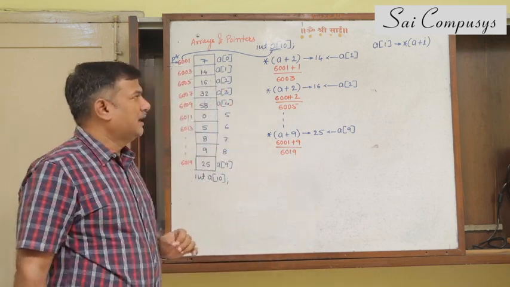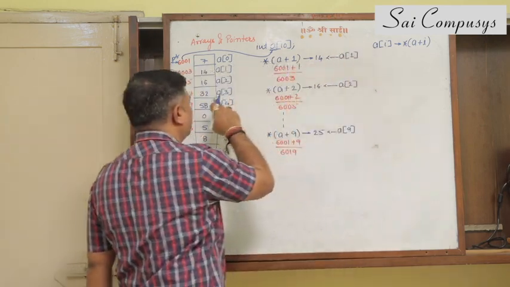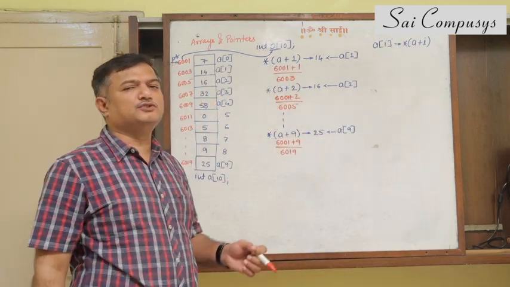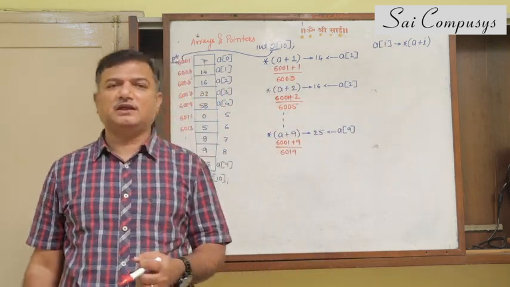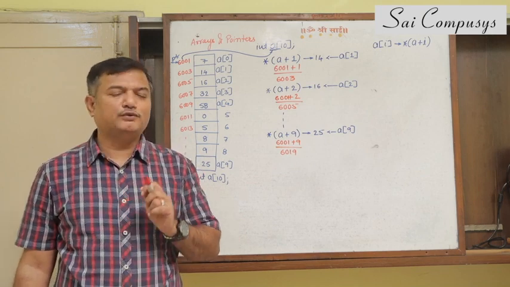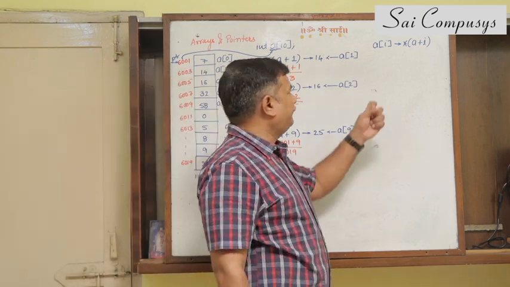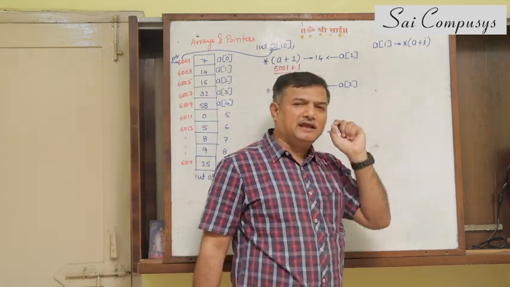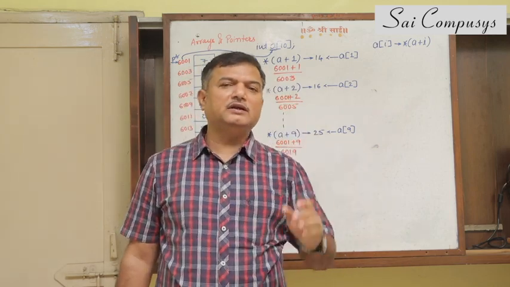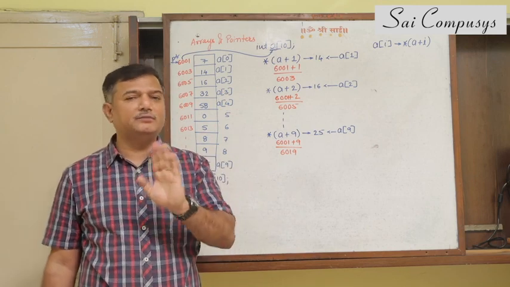So I have derived the relation between the array notation of accessing an element and its equivalent pointer notation. A of I is known as the array notation of accessing an element, star A plus I is known as its pointer equivalent. And now for a very interesting fact. Every time you write A of I in any C program, remember one thing. Internally, it is converted from A of I to star A plus I. It never remains A of I.